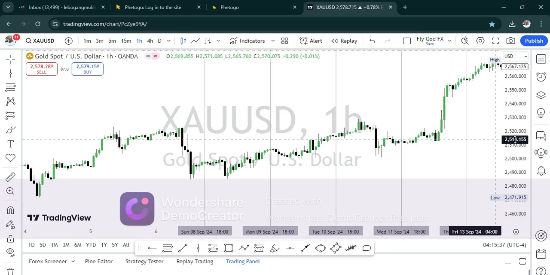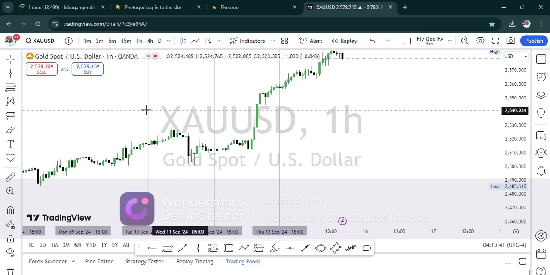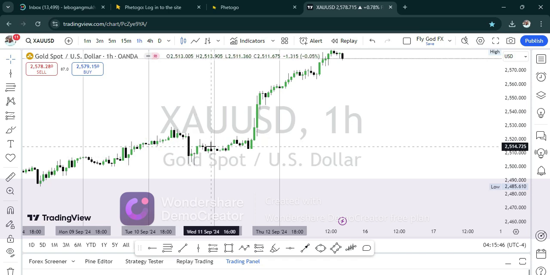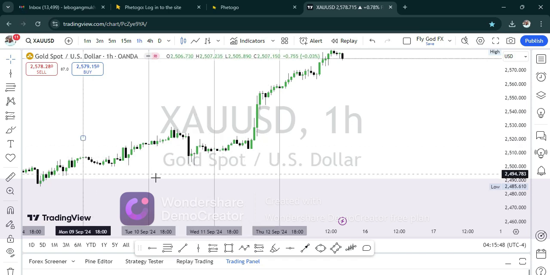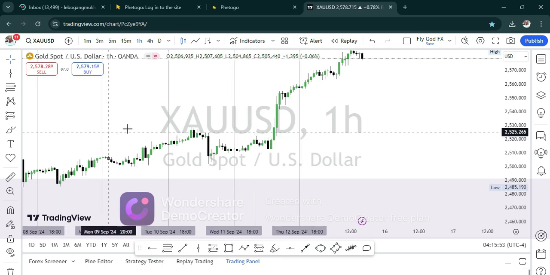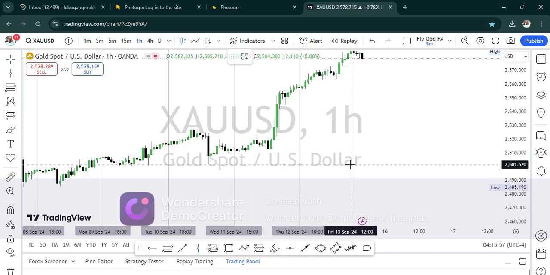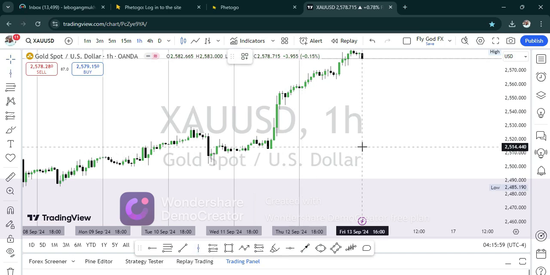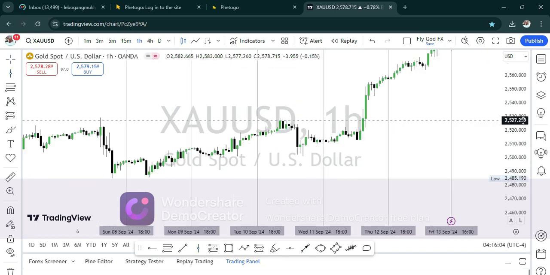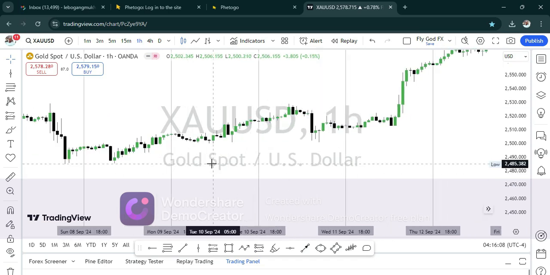So as I'm using these vertical lines, I'm using them for this is the daily movement for Monday, daily movement for Tuesday, Wednesday. See, Monday, Tuesday, Wednesday, Thursday, Friday. So we're going to back test each and every day, starting with Monday.